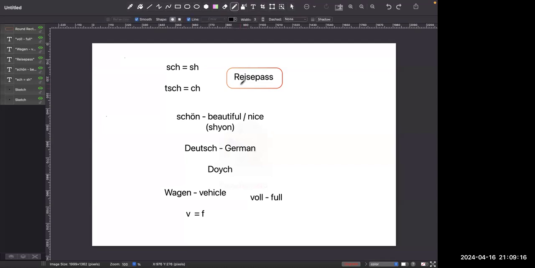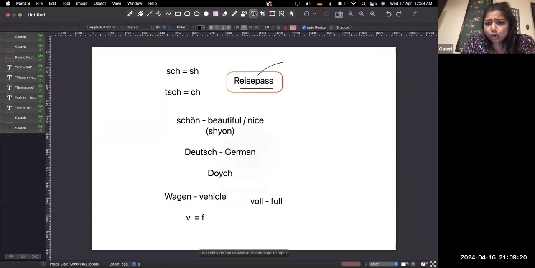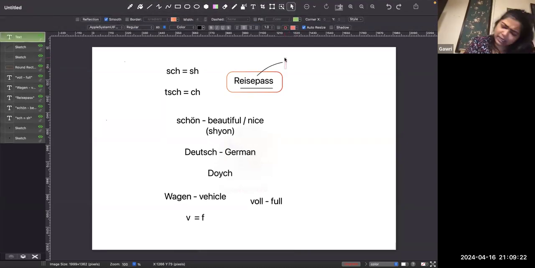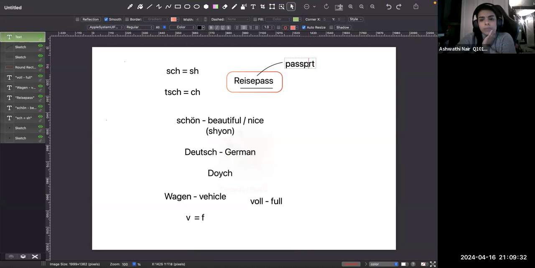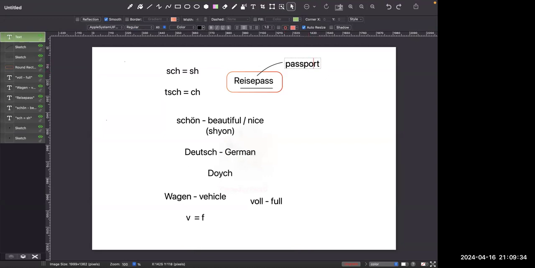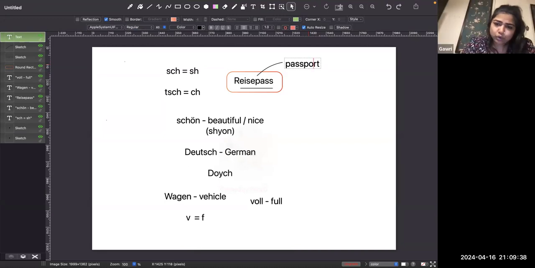Pass. Genau. We can also call it Rise. Genau. So what does it mean? Does anyone know? Travel document. Ticket. Passport. Or travel papers. No, Pass means passport. Yeah, Pass is specifically the passport.